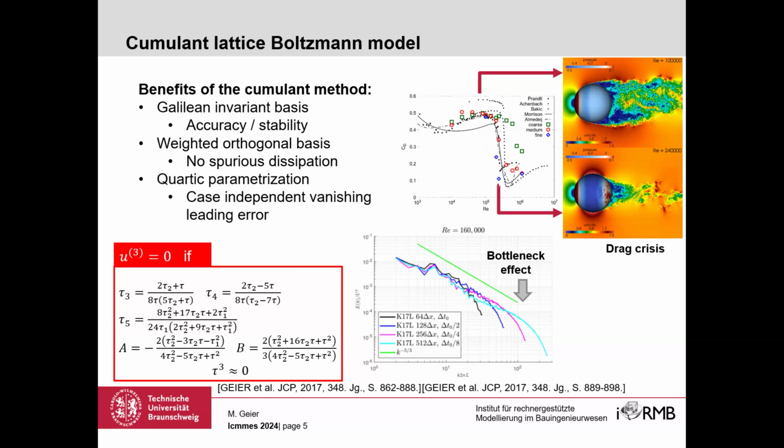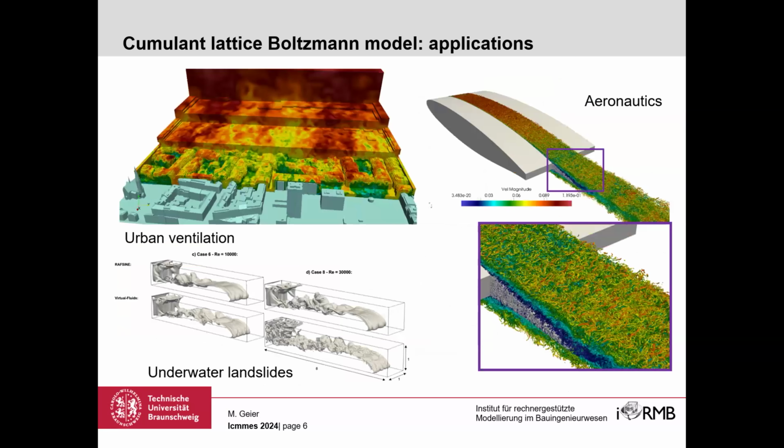And with this model, like here on the top, we can simulate the drag crisis. So I believe this was first shown with flow around a sphere, so this convergence of the drag, and we also showed the bottleneck effect in isotropic turbulence recently. Okay, and this can then be applied to any sorts of large-scale simulation.